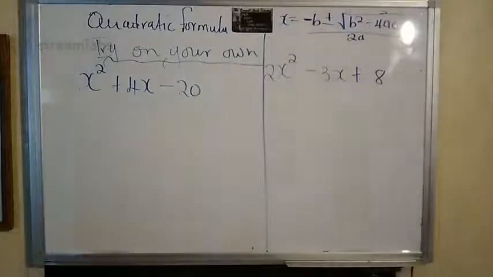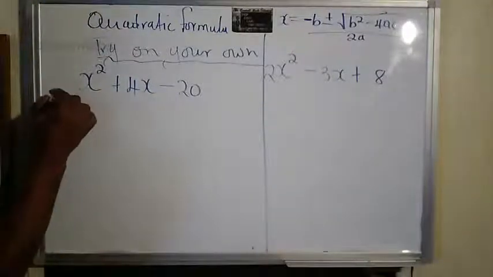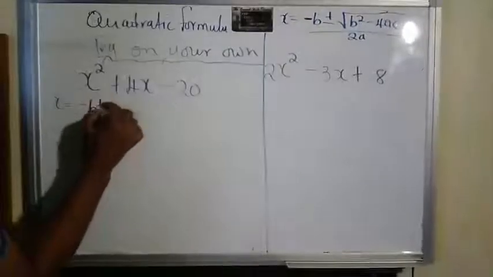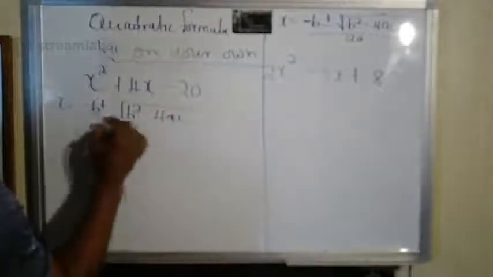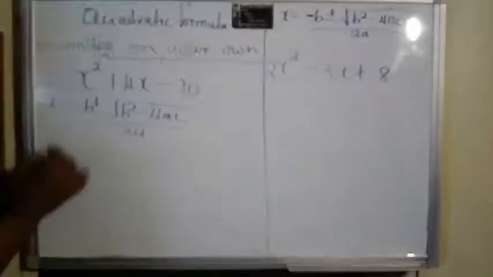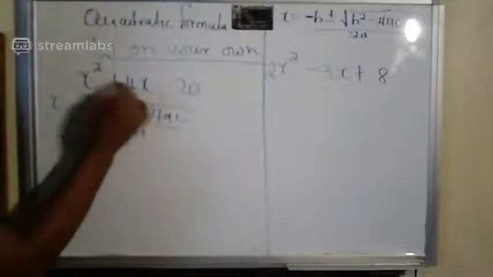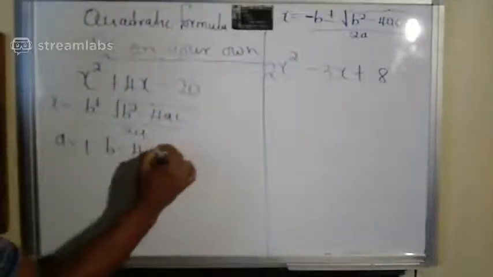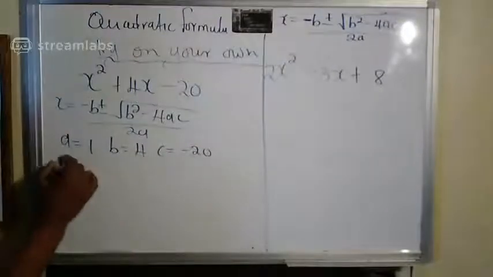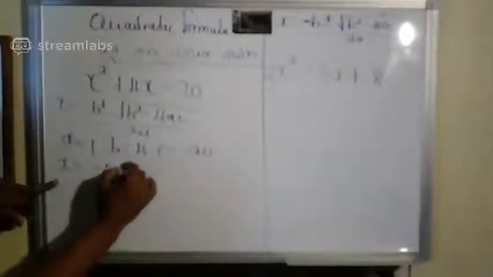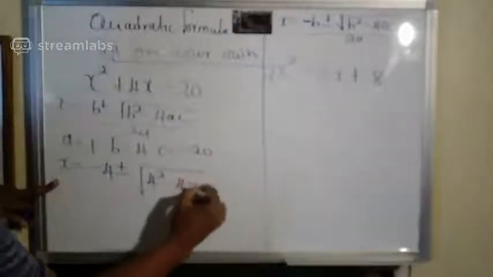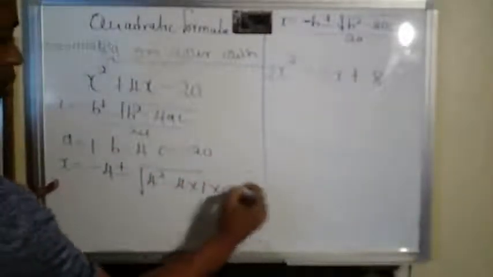Alright guys, so we're going to start now. By now, everyone should be able to know the formula, right? All divided by 2a. And then we just drop in what we know. So a will be 1, b is 4, and c is negative 20. And we just drop them in right away, guys. So x will be negative 4 plus or minus the square root of 4 squared minus 4 times a, which is 1, times c, which is negative 20, divided by 2a, which is 2 times 1.